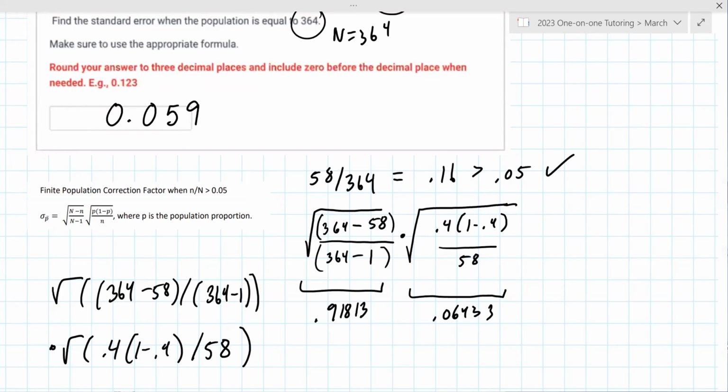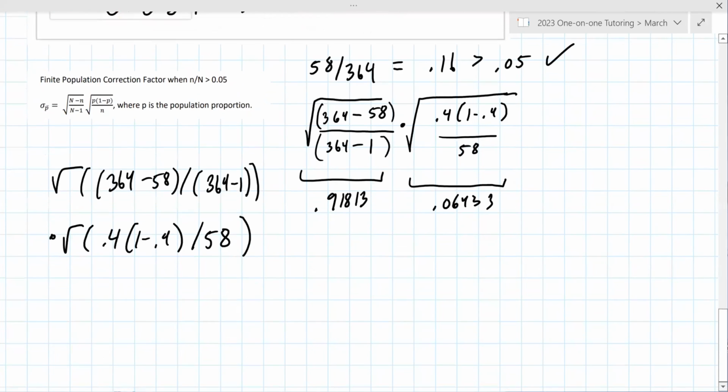Did you get 0.059? Yes. Okay. Do you enter it as 0.059? It says include 0 before the decimal place, so the instructions are super important with this instructor, to do it exactly the way they want. Okay. Cool. Okay, so next one. Whenever you're ready, you can just share the next problem and we'll work it out together.